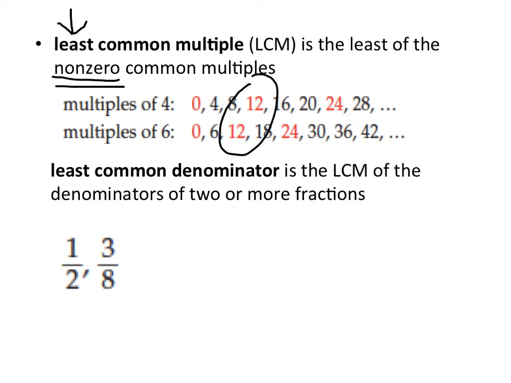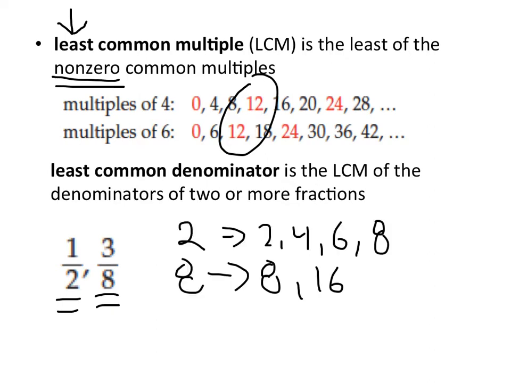We use this least common multiple idea when we use least common denominator. It's actually the LCM. We're going to look at two denominators. Right now we have 2 and 8. And in order to add them together or subtract them, we really need to have the same denominator. So we're going to use this concept of least common multiple, which is the same as least common denominator. And we're going to find out what 2 and 8 have in common.